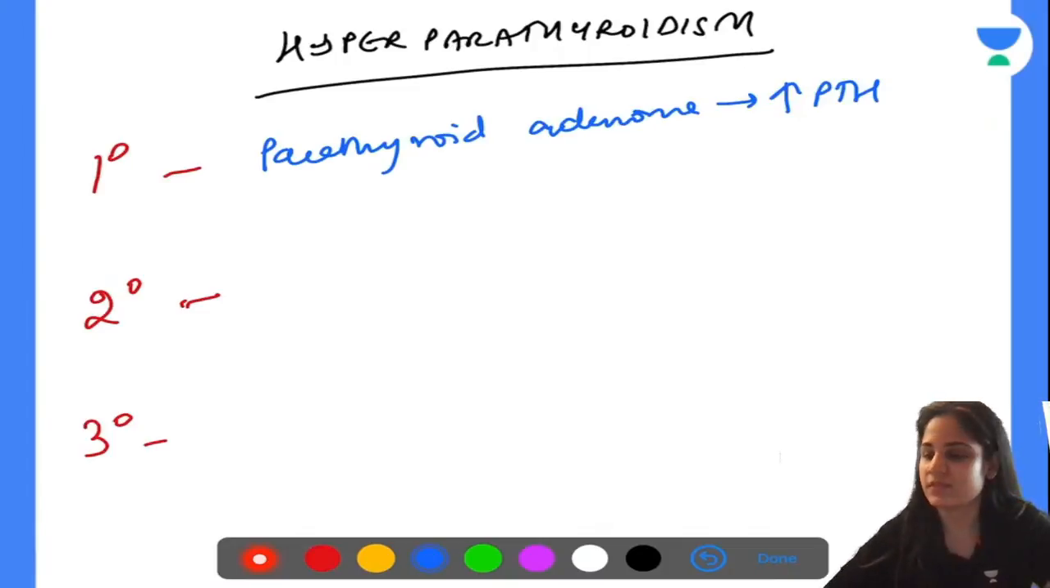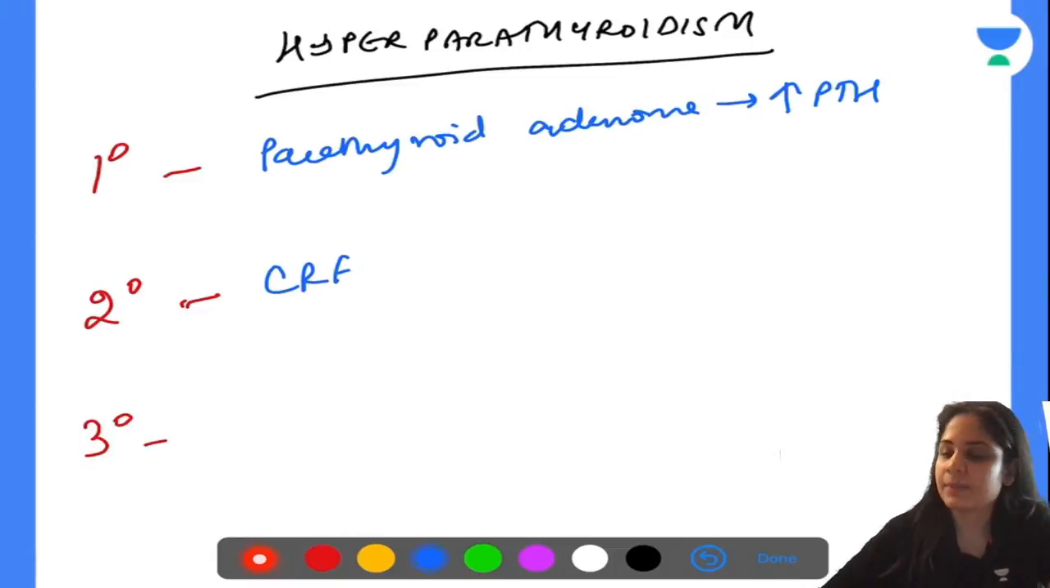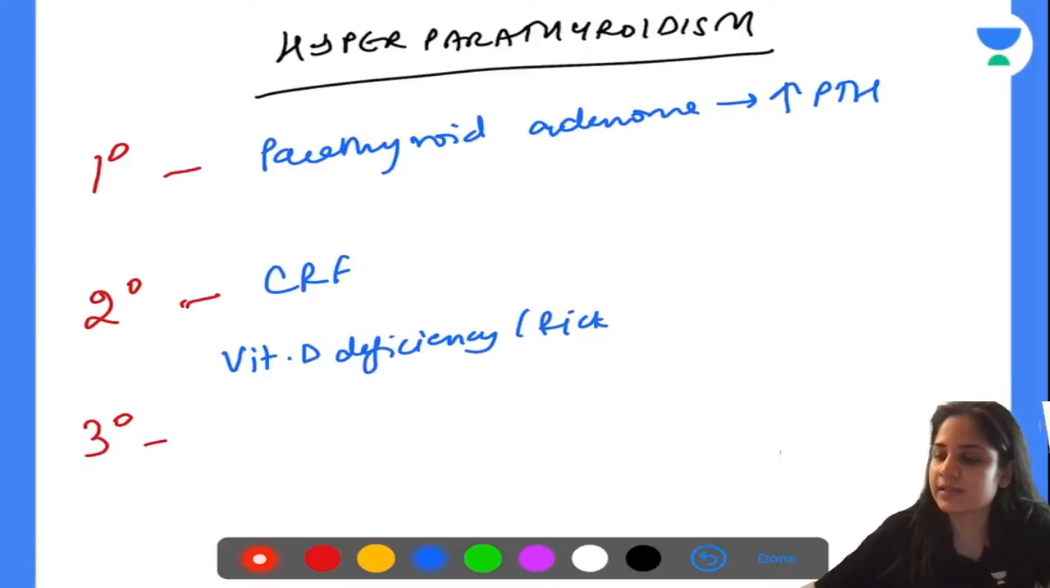Okay, all right, so secondary hyperparathyroidism is seen secondary to something. So it is secondary to chronic renal failure, and it may be secondary to vitamin D deficiency. So vitamin D deficiency, there is one condition that you see, rickets. Okay, so it is secondary to both these conditions.